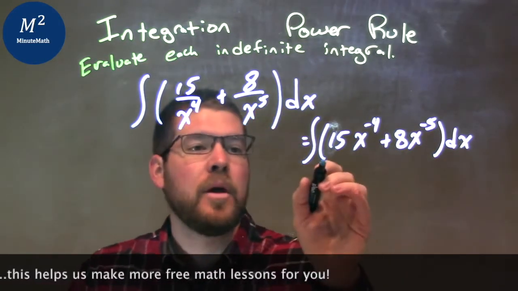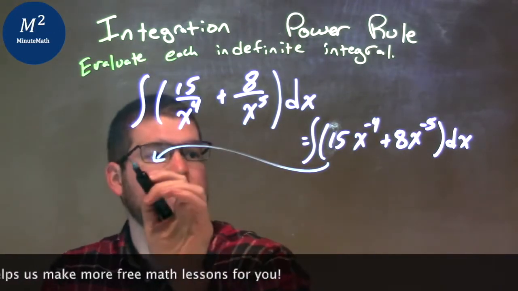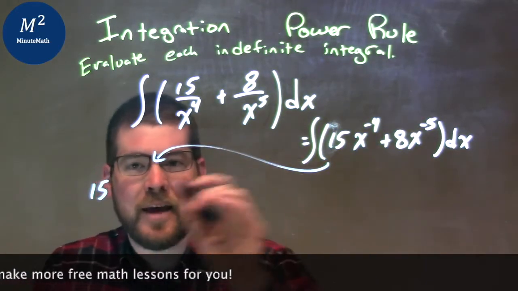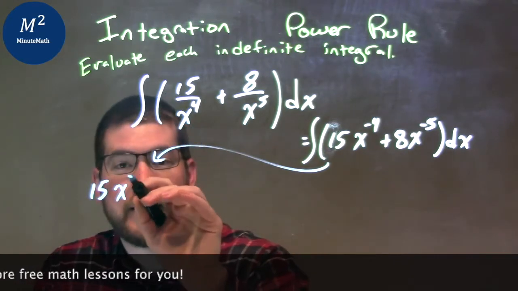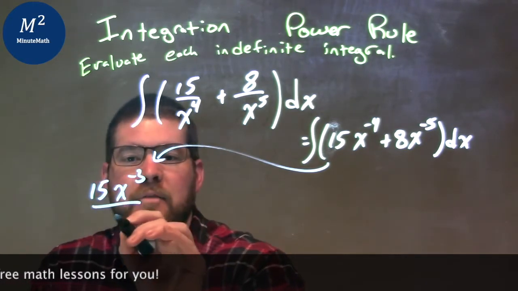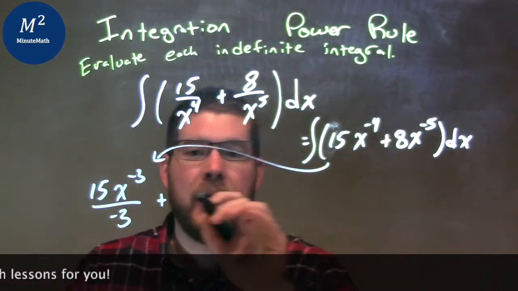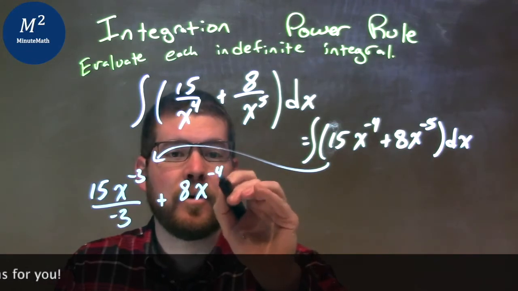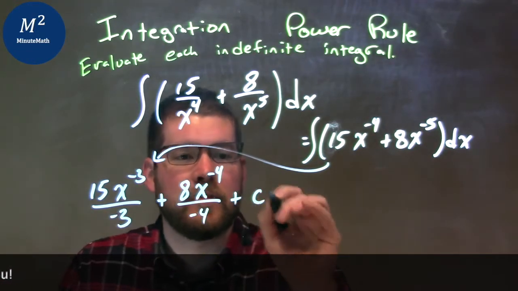Okay? So, now let's take that integral. So here we're going to take the integral. Well, keep the constant up front, 15. And now we take the exponent and we add 1 to it. So negative 4 plus 1 is a negative 3, and we divide by that exponent, negative 3 right there. Plus here, well, 8x, add the exponent by 1, so we have a negative 4 now, right? And divide by that negative 4 as well, and plus c.